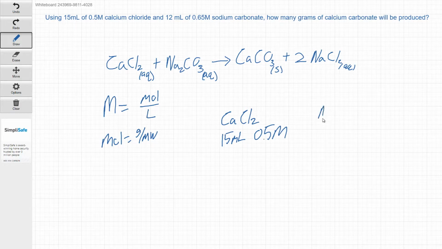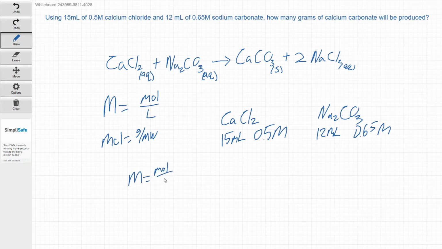For sodium carbonate, we have 12 mL and a concentration of 0.65 molar. The way we'd get to moles here is we'd rearrange this. Molarity equals moles over liters. If we multiply liters on both sides, molarity times liters is going to equal moles. So the first thing we want to do is figure out how many moles we're going to use.